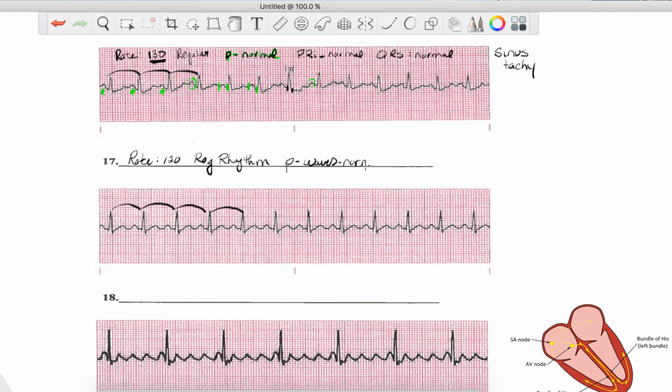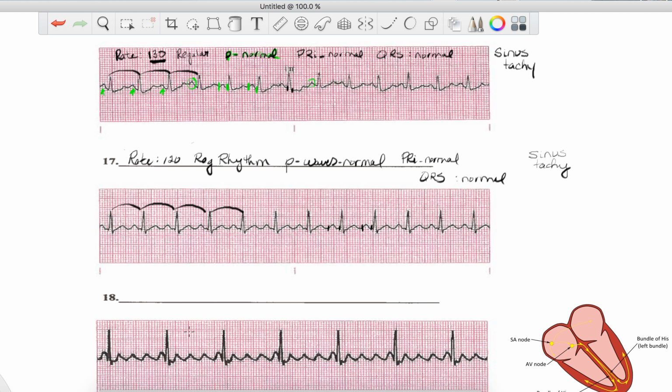The PR interval, they all look normal. And the QRS looks great too. Less than 3 boxes, less than 0.11, correct? So if we called this one up here sinus tach, and the only difference here is a rate of 120 instead of 130, but it's still greater than 100, then this also is sinus tach.